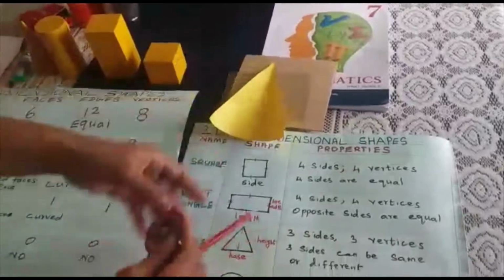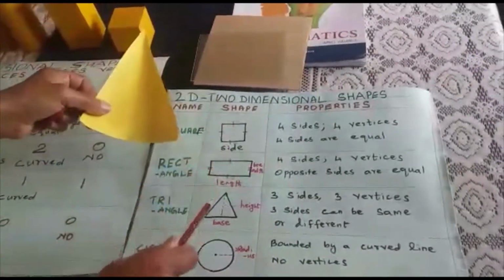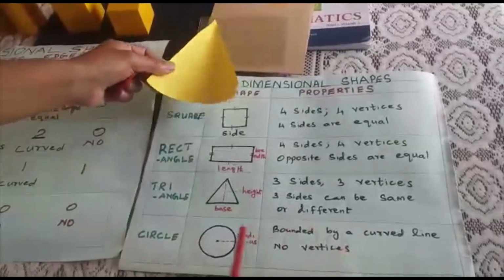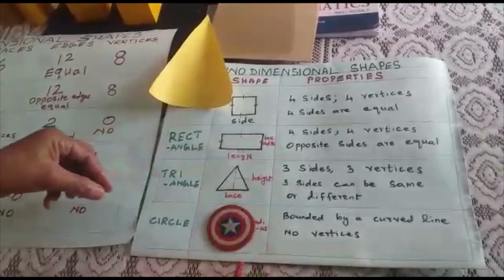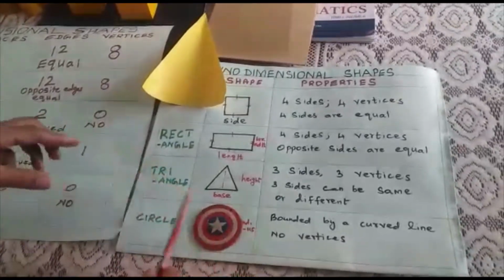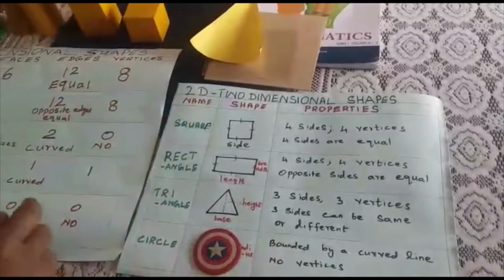And next comes the circle. Circle doesn't have straight lines like these three, square, rectangle and triangle. It is bounded by a curved line. Look at the boundary line. It is bounded by a curved line. So it has no vertices, that is, no corners. So these are the four basic two-dimensional shapes.